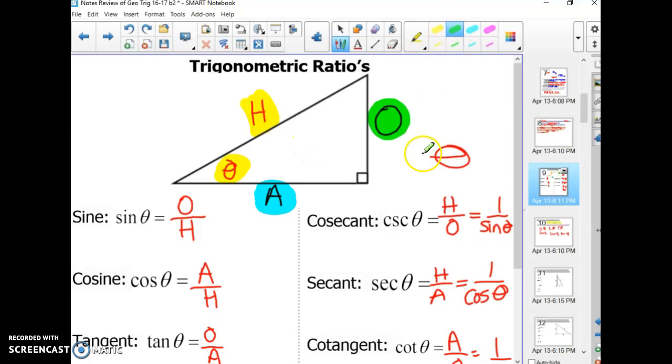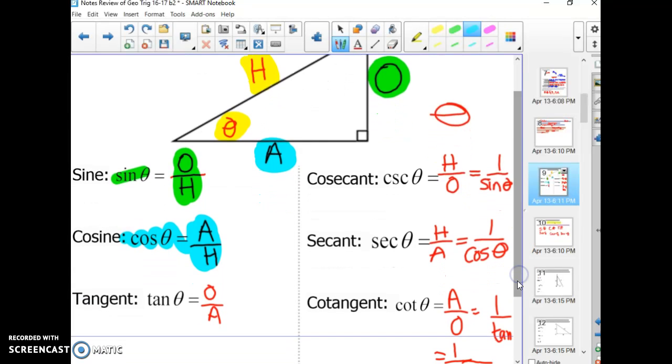So then, sine is opposite over the hypotenuse. My cosine has to be that adjacent over the hypotenuse. And then that tangent is the opposite over the adjacent. And you can have the cosecant, secant, and cotangent because you just create 6 side ratios, and they're just the reciprocals of sine, cosine, and tangent.